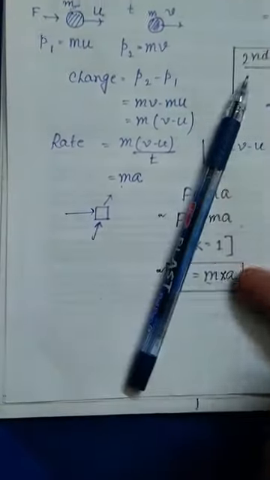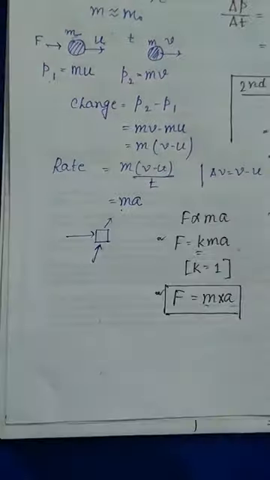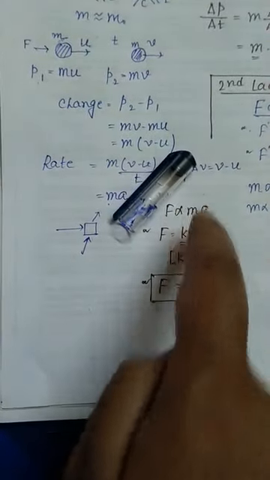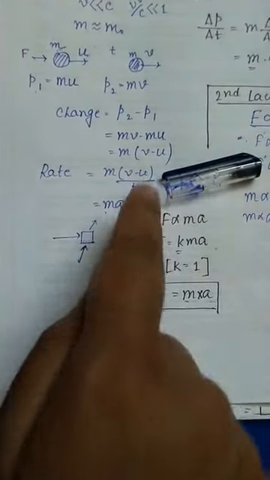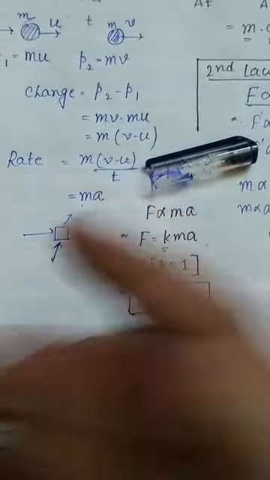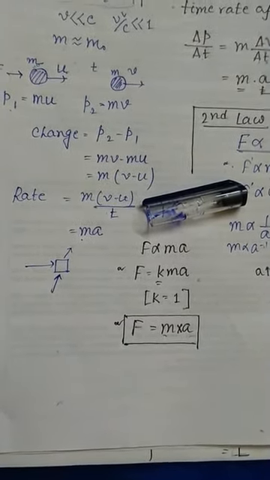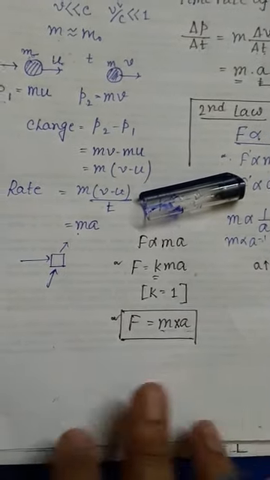Now if you push the pen along this direction, it will move along this direction. Suppose this is a thing, you are pushing it along this direction, so it will move along this direction. If you push it along this direction, the change will take place in the direction in which the force is acting. So basically this is Newton's second law.